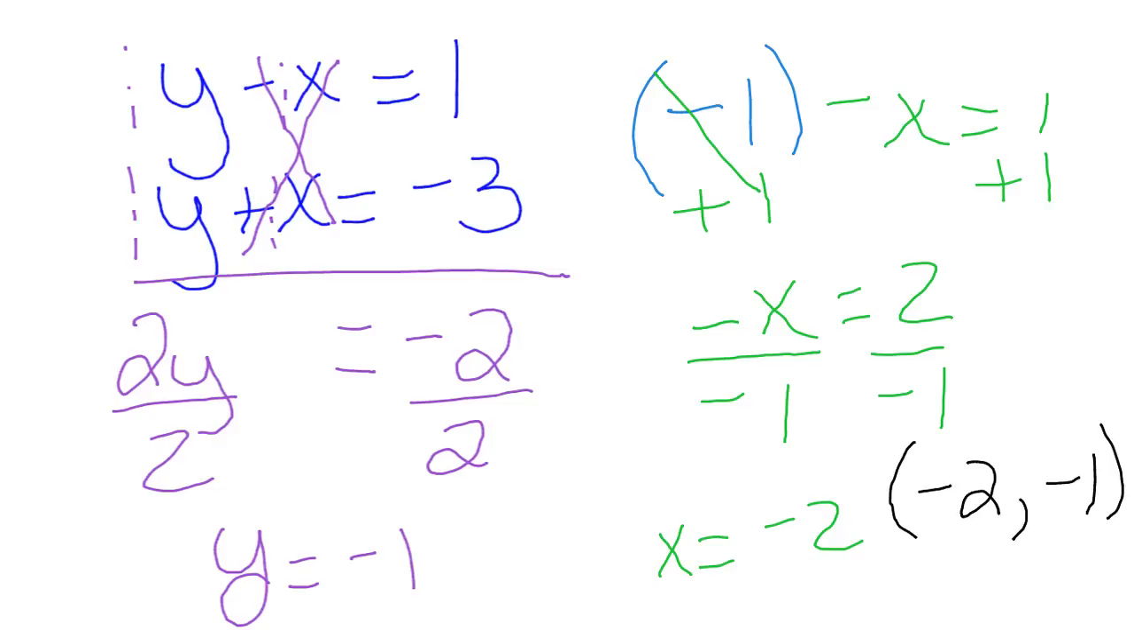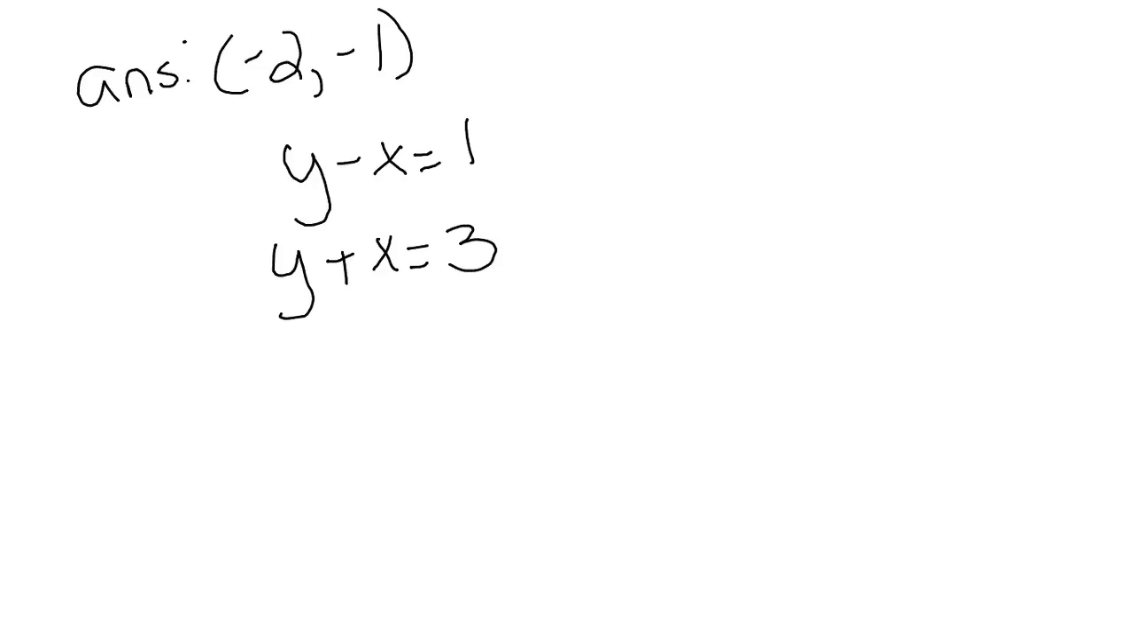Okay, I'm going to check to see if my answer, negative 2, negative 1, is the solution to the system of equations. In order to check your solution, you should take the number for x and substitute it in for x, and the number for y and substitute it in for y. So I'm going to take negative 1, we have a minus my x of negative 2, and we're going to see if that equals 1.